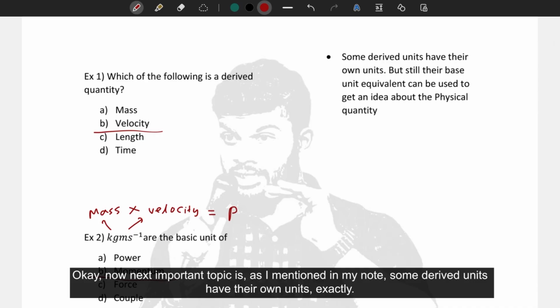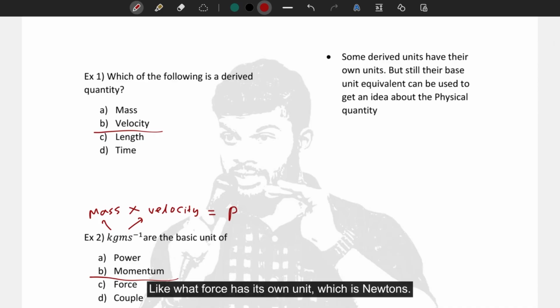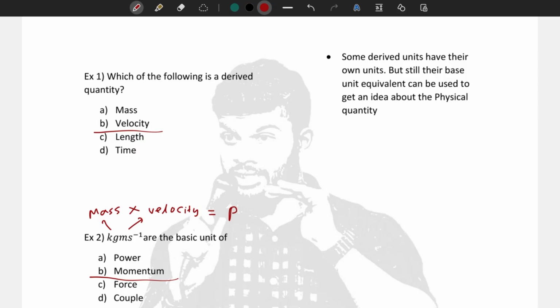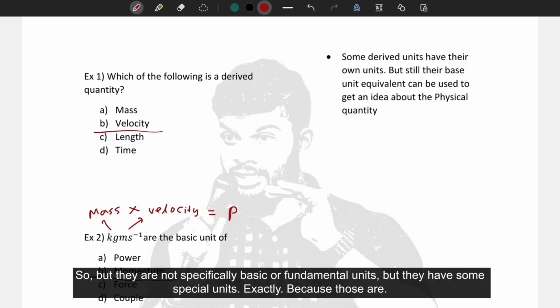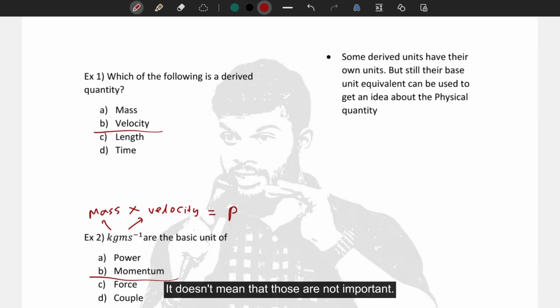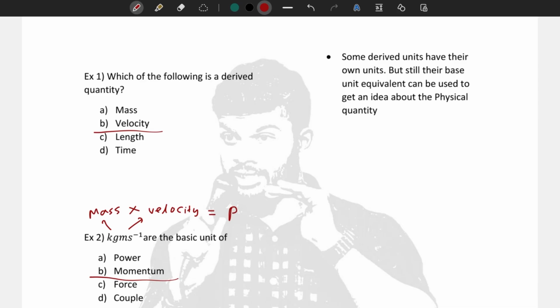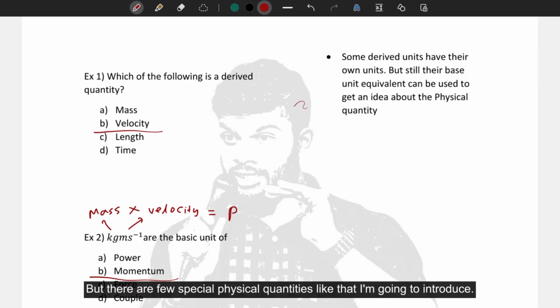That's it. Okay, now next important topic is, as I mentioned in my note, some derived units have their own units. Exactly like what? Force has its own unit, which is newtons, and similarly we have pressure. The unit of pressure is pascals. But they are not specifically basic or fundamental units, but they have some special units. It doesn't mean that those physical quantities are not important, but there are a few special physical quantities like that I'm going to introduce.